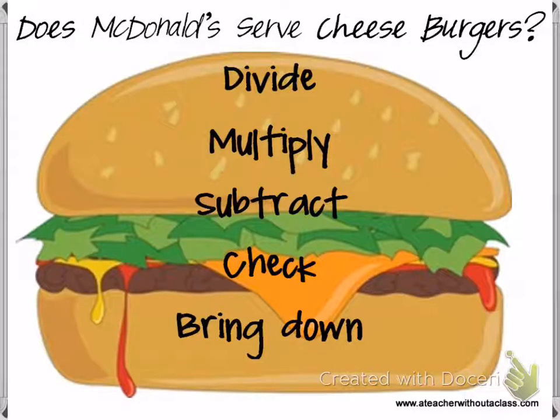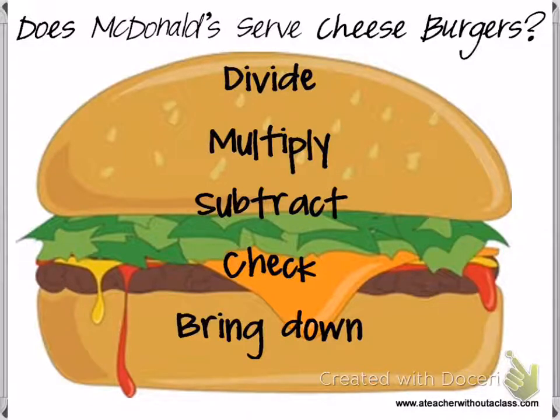Does McDonald's sell cheeseburgers? Now, Miss Donaldson is not crazy. A quick way to remember those steps of long division is to say, does McDonald's sell cheeseburgers? The beginning letter of each word in that statement represents a step of the process, or the algorithm. Does stands for divide. So your very first step in long division will be to divide.